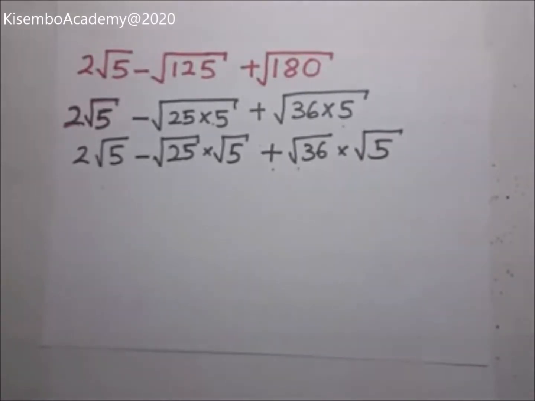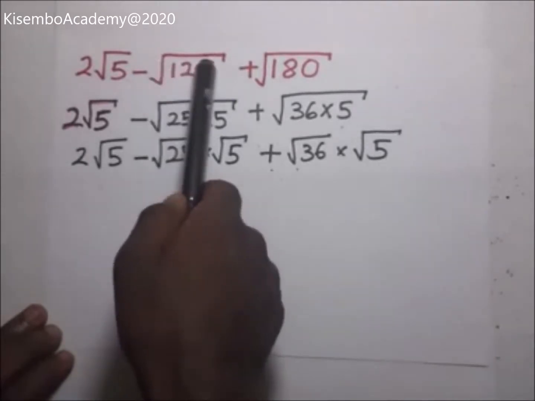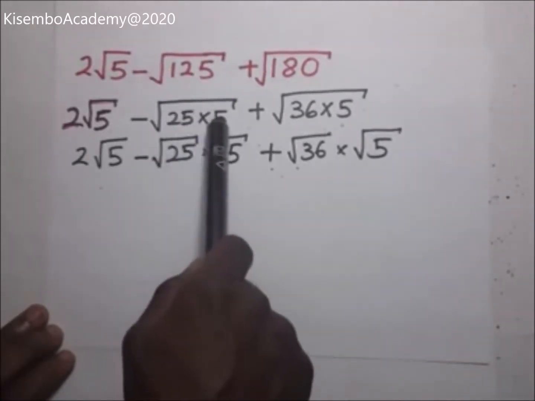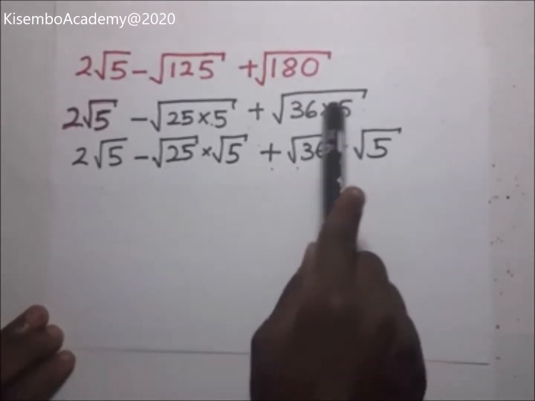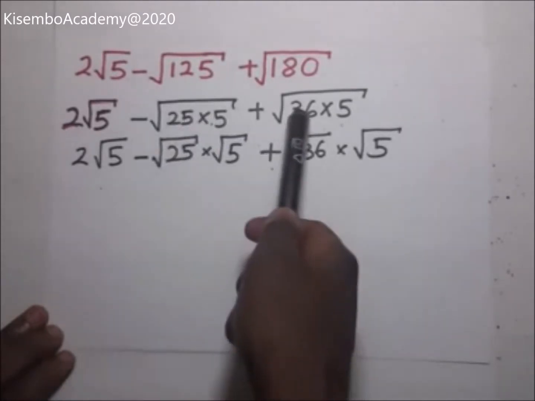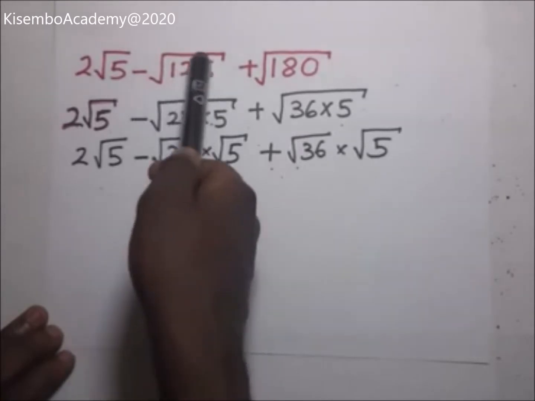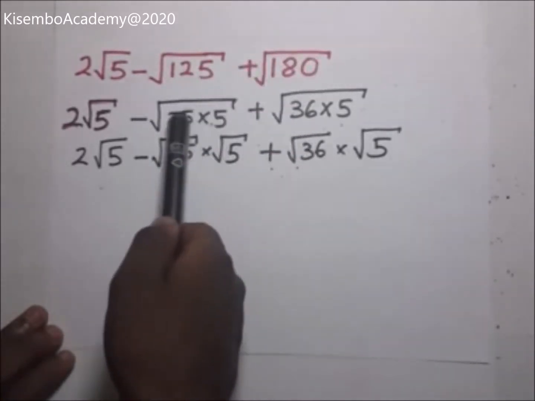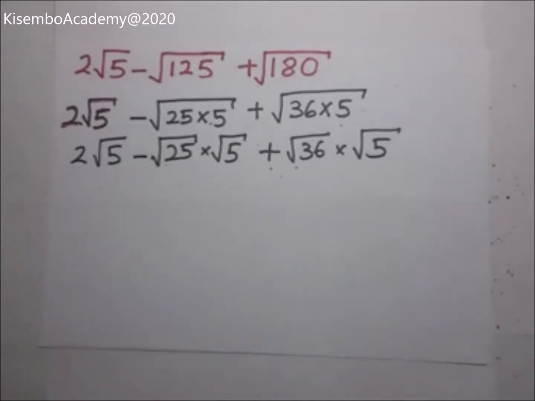Now you notice that the factors we chose to simplify this 125 were 25 times 5, and the factors we used to expand this number are 36 times 5. We chose these because 25 is a perfect square and 36 is a perfect square. So when we are simplifying these surds, just like before, we are supposed to choose two numbers of which one of them is a perfect square, because from a perfect square you can easily find the square root.